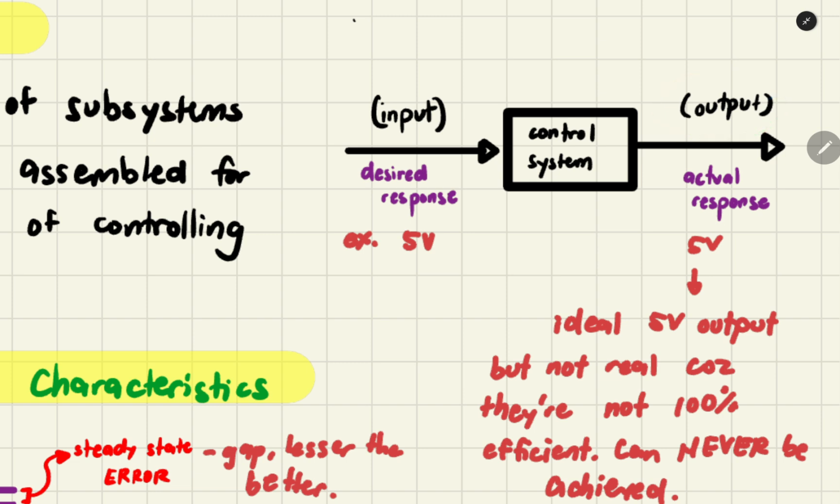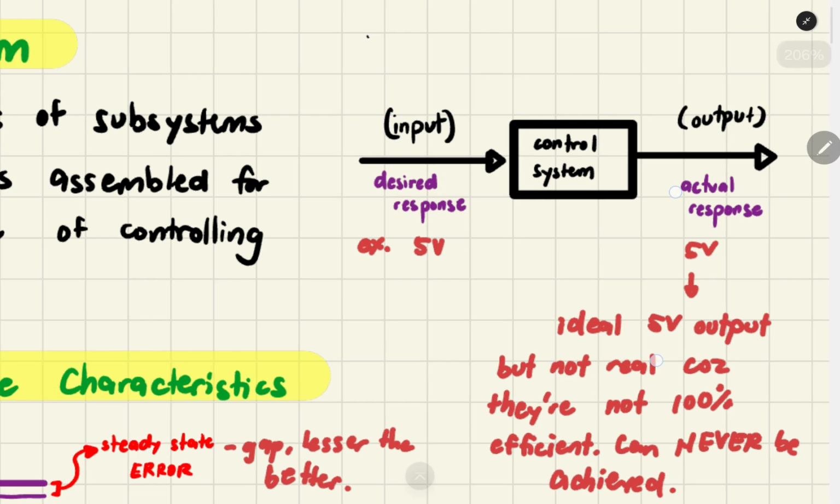So if our input or our desired response is 5 volts, ideally without losses, our output should actually be 5 volts as well. Okay, the output is our actual response. So our goal here in control system is to match the output to our desired response, which is the input.